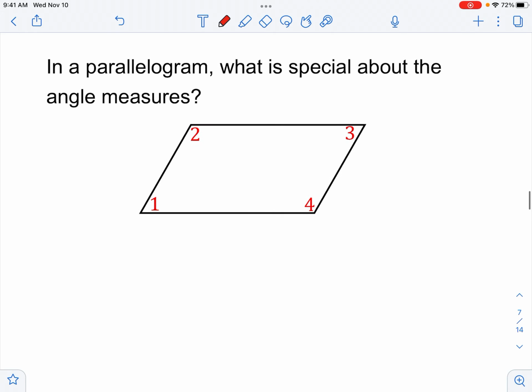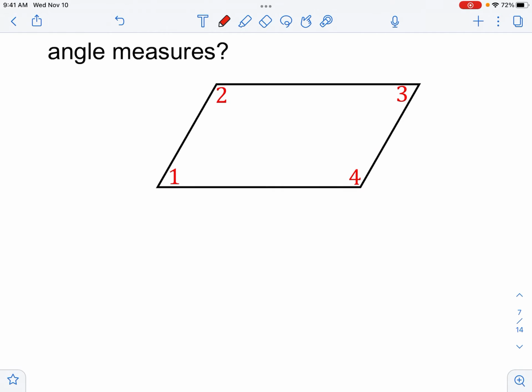In a parallelogram, what's special about the angle measures? So I put 1, 2, 3, 4 in here so it's easier to say these angles are congruent, these angles are supplementary. So I'm going to say angle 1 is congruent to, and which angle is angle 1 congruent to? Angle 1 is congruent to angle 3. And angle 2 is congruent to angle 4.